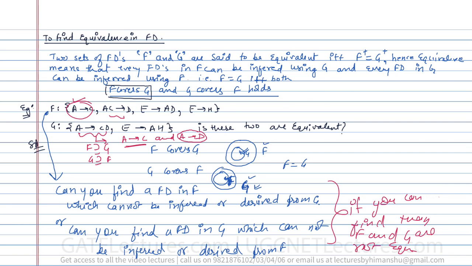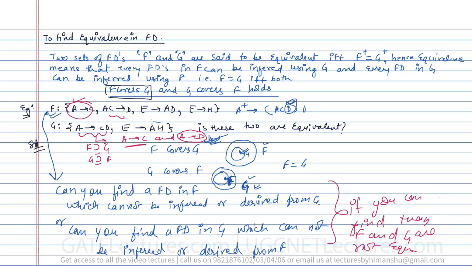The easiest way of doing this: if A derives D is not present here in exactly the same form, how can you say that F cannot derive this? Take A closure in F. If A closure has D, then A derives D is also present in F. So if you take A closure in F, from A we can derive C, and from AC we can derive D. Because there is a D here, this functional dependency can also be determined in F.